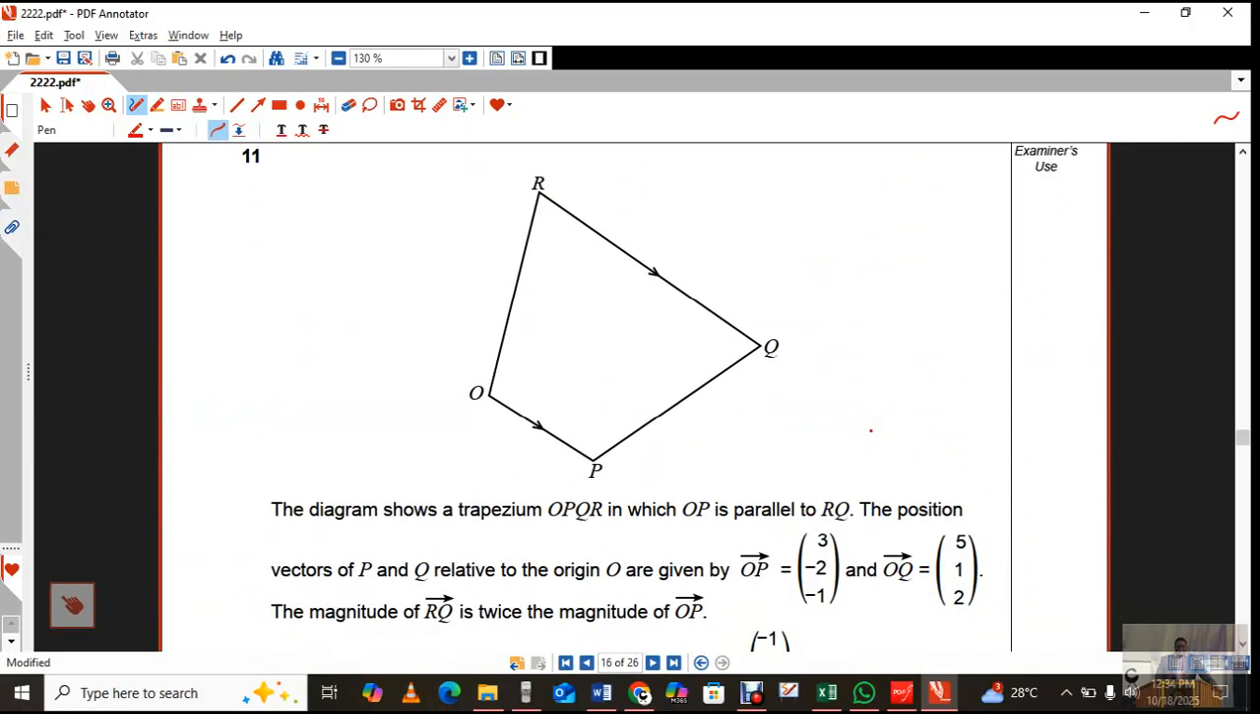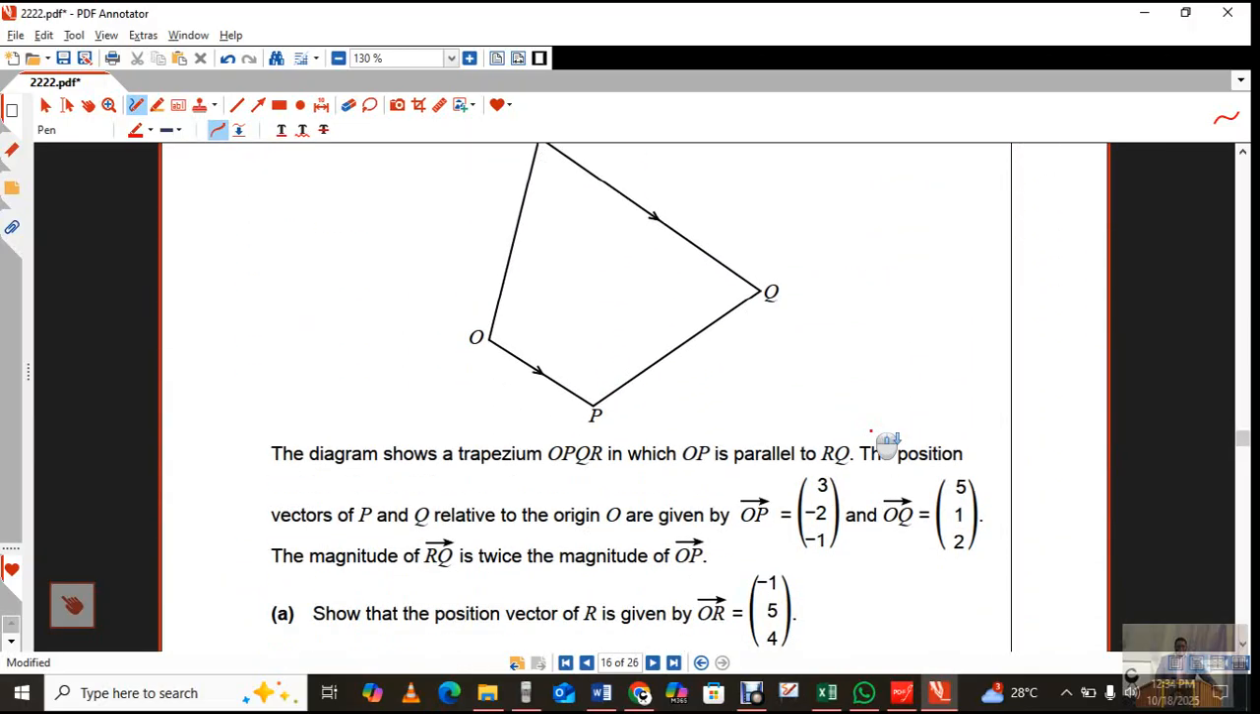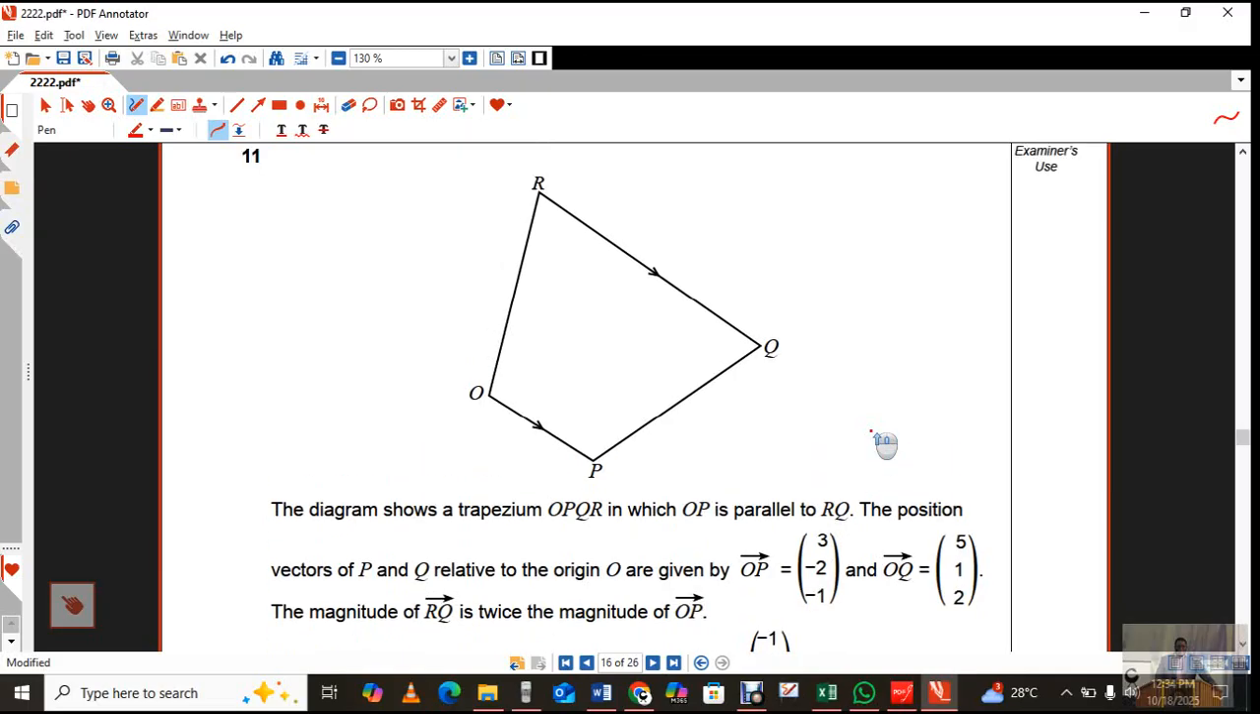Right, we now come to question 11. It says the diagram shows a trapezium OPQR, in which OP is parallel to RQ. The position vectors of P and Q are given relative to your origin. The magnitude of RQ is twice the magnitude of OP. So maybe I'm going to start off writing that down somewhere here. I know now that RQ, whatever RQ is, will be twice OP.